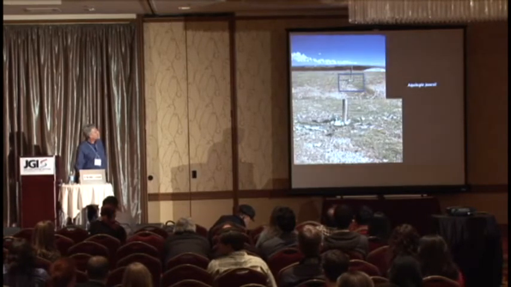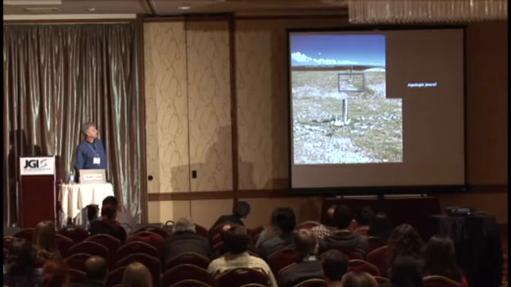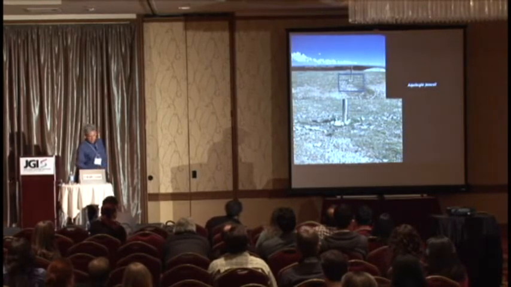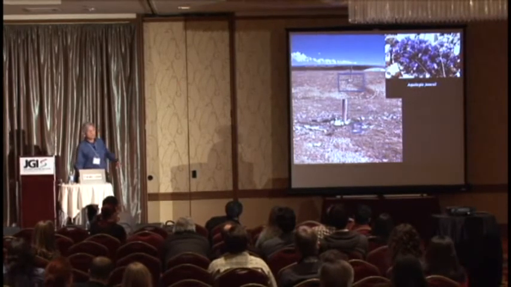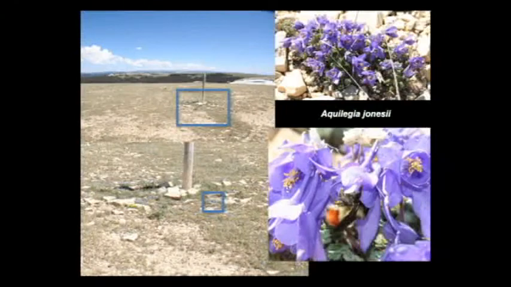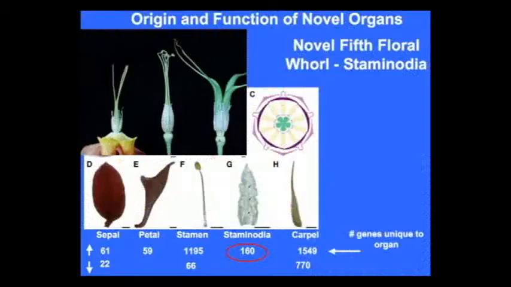Another species, just to point out from the beginning, here's a species that grows on really high calcium soils. This is up in Wyoming with really high soils here. This is Aquilegia jonesii. It's this little columbine that only grows about this tall and is pollinated by bumblebees. I'll just blow through this real quickly.